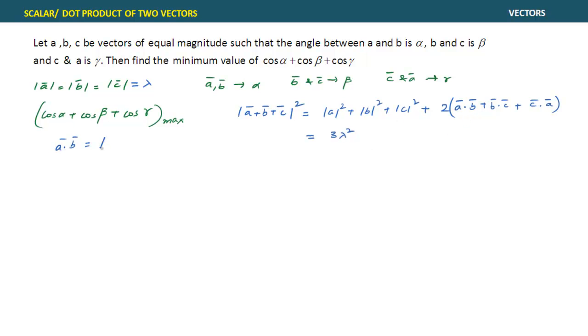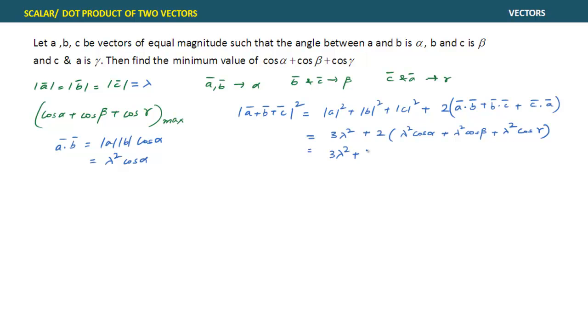So a dot b will be modulus a modulus b cos alpha, and we can say this is nothing but lambda square cos alpha. Similarly, b dot c will be lambda square cos beta, and c dot a will be lambda square cos gamma. So now you get the hold of what we are going to do in this question.